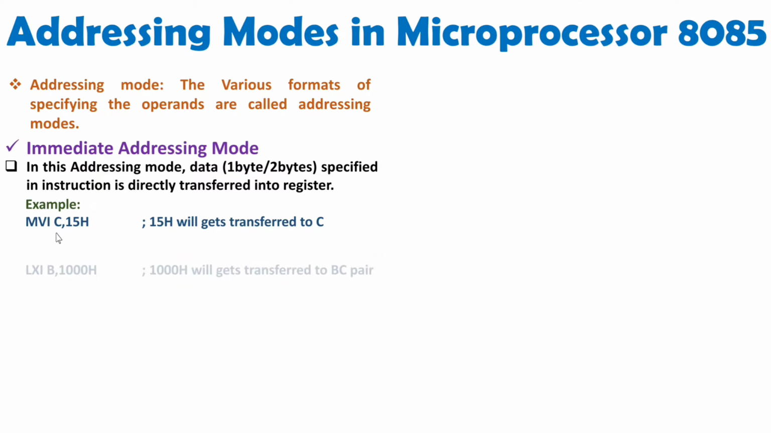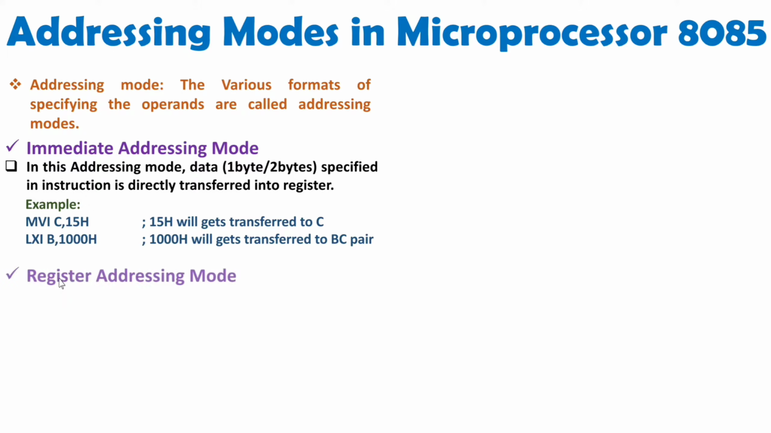Let us see one more example. If I write LXI B, 1000 hex, what we do here is copy this data, which is 1000 hex, into register pair BC. After execution of this instruction, BC will get loaded with 1000 hex, so B will be 10 and C will be 00 hex. Here this data is specified in the instruction and we immediately transfer it into the register pair. That is what immediate addressing mode is.